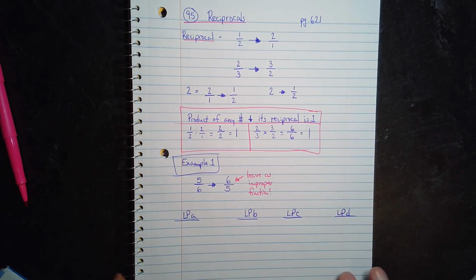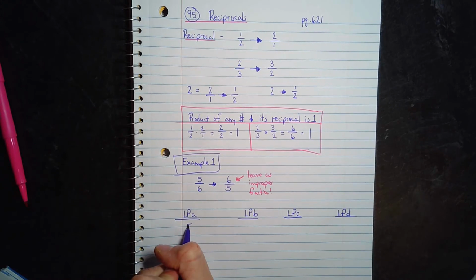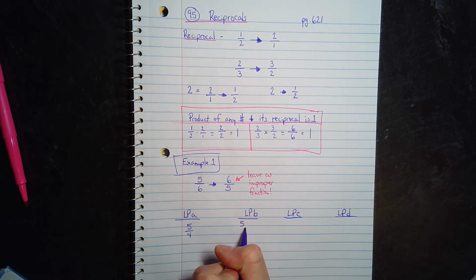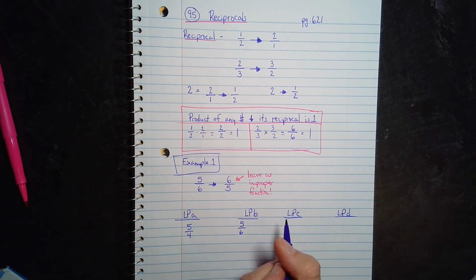All right, so for lesson practice A, we had 4/5. So you should have written 5/4 as the reciprocal. For lesson practice B, we had 6/5. So you should have written 5/6 as the reciprocal. For lesson practice C, we had the whole number 3.